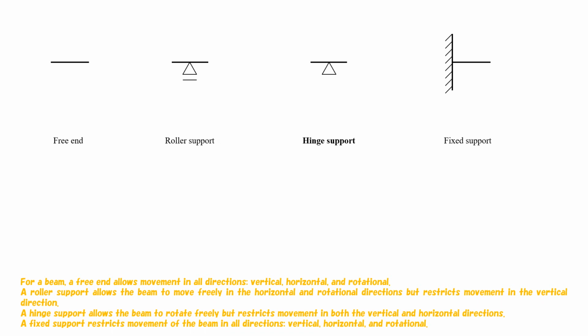A hinge support allows the beam to rotate freely, but restricts movement in both the vertical and horizontal directions. A fixed support restricts movement of the beam in all directions: vertical, horizontal, and rotational.